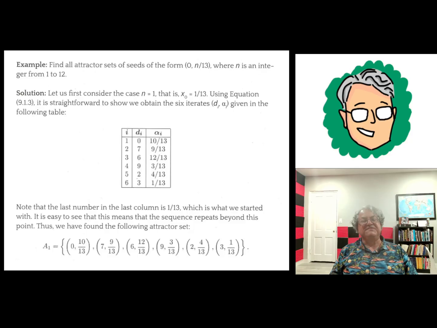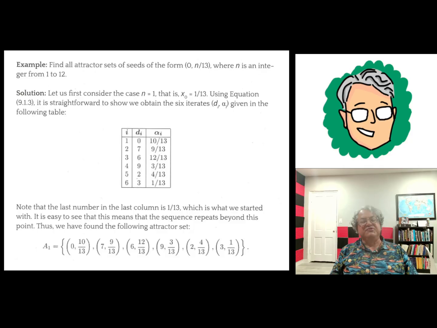You guys can do this yourself. But this is what you would do if you did long division on 1/13. You get 0.076923 repeating. And this is the repeating cycle. And if you combine the digits with the remainders, you get the attractor set.